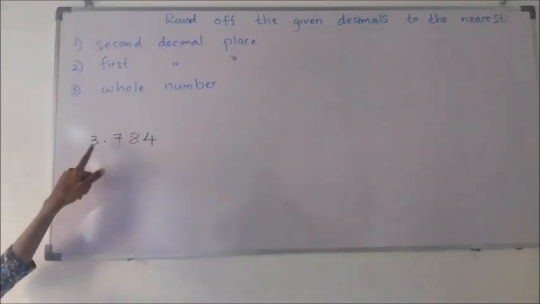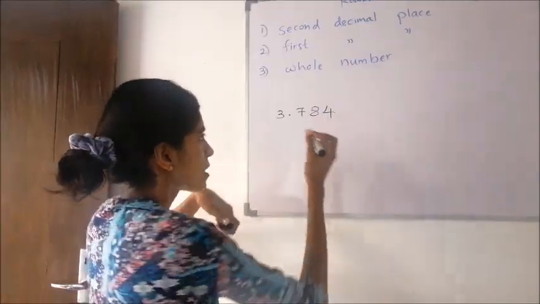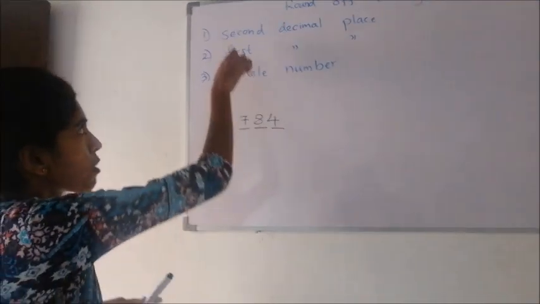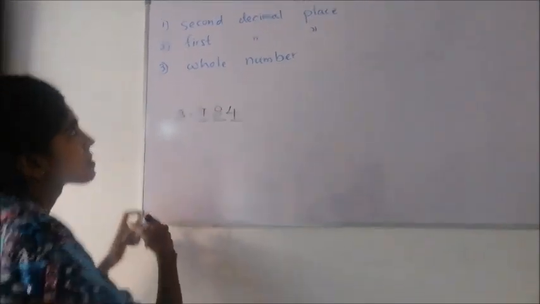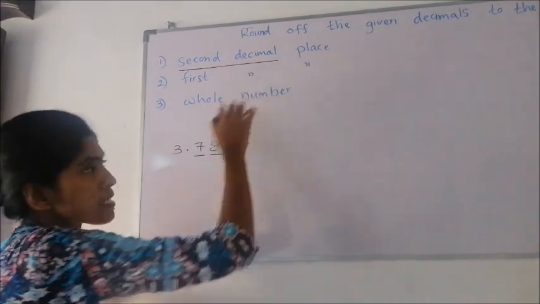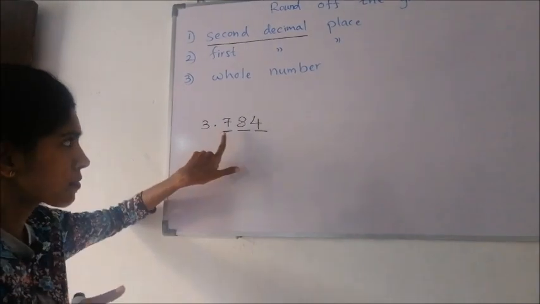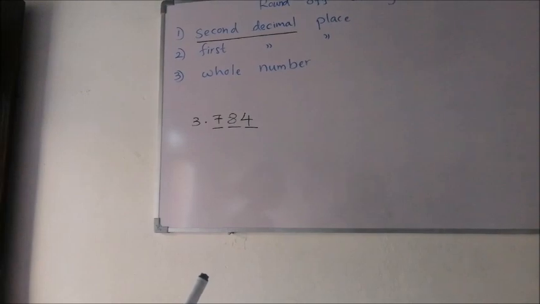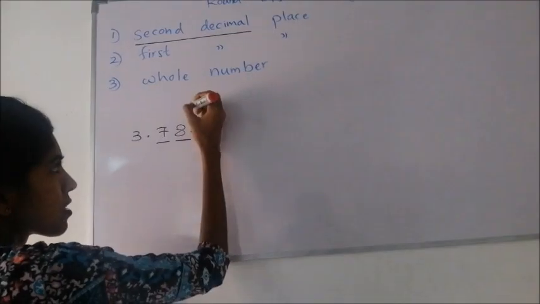See the first example, 3.784. Firstly, tell me how many decimal places are here? There are 3 decimal places here. See, there are 3 decimal places. Now, according to our first question, to the nearest second decimal place, that means they want 2 decimal places. 2 decimal places are needed in the answer. But here 3 decimal places are there. So, we will remove 1 decimal place, right? See, 1 digit should be removed, no?